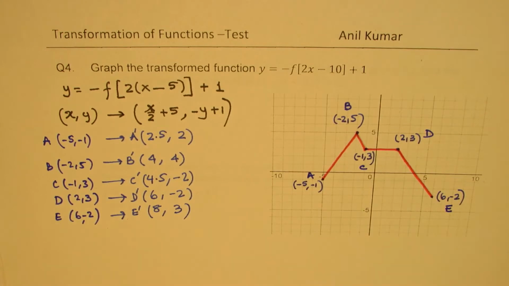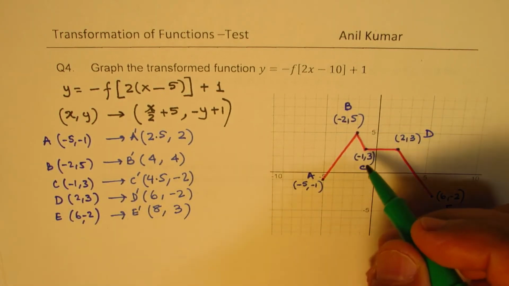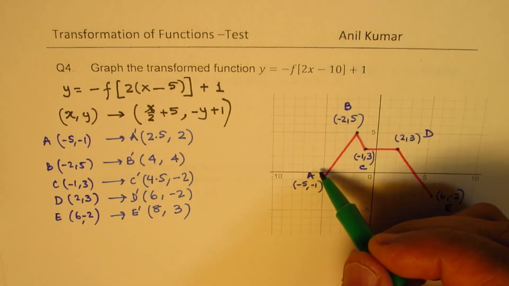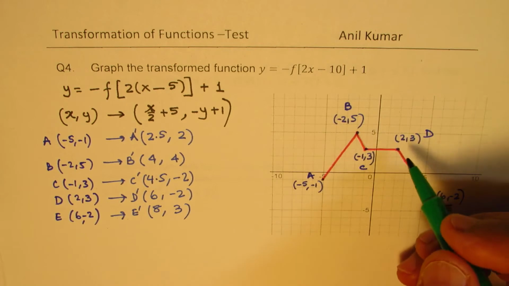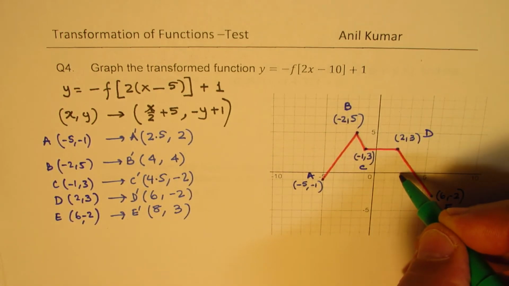So just plot these new points and sketch the graph. So A is 2.5, 2. So it comes on this side, makes sense, since we are reflecting, and then we are moving like this. Okay, so 2.5, 2, so 2, 2.5, and 2.